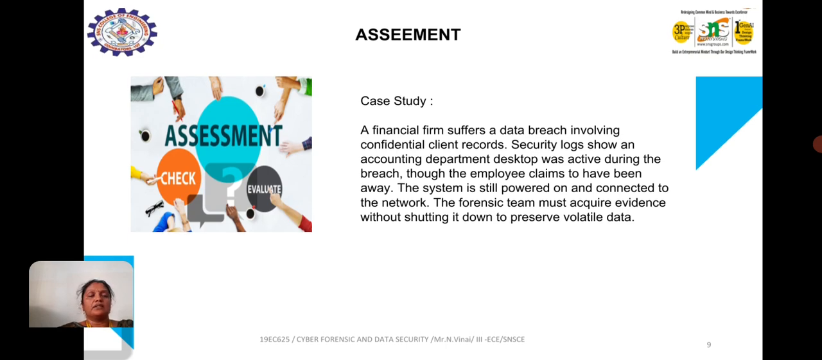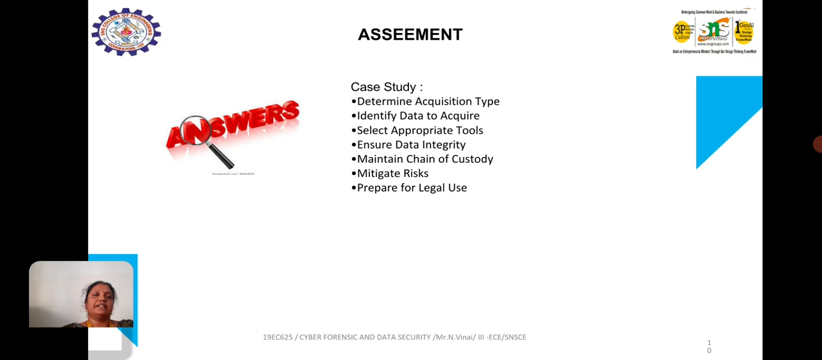Your answer must determine the acquisition type, identify the data to acquire, and select appropriate tools. You have to mention the tools used for this case study, and ensure the data integrity, explaining in what way the data integrity is protected, along with chain of custody, mitigating risk, and preparing for legal use. All these details should be contained in the case study.